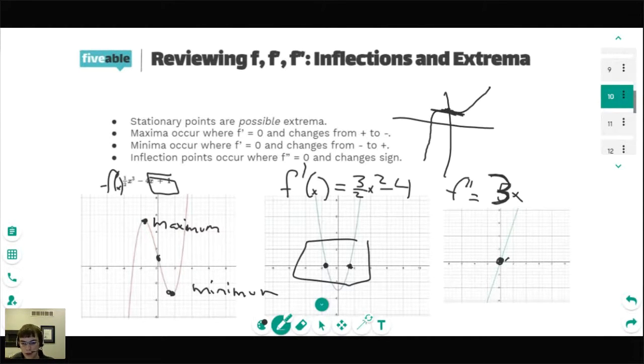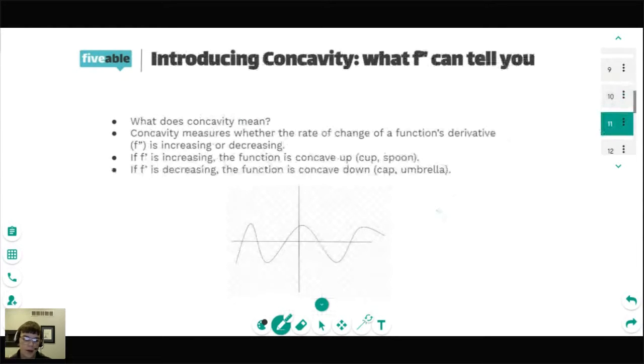And that brings us to our next point, what is concavity? Well, concavity measures whether the rate of change of a function's derivative is increasing or decreasing. And you might be thinking, rate of change, that is a signal word for a derivative. And you'd be correct in that regard. So we're basically measuring whether the second derivative is increasing or decreasing.